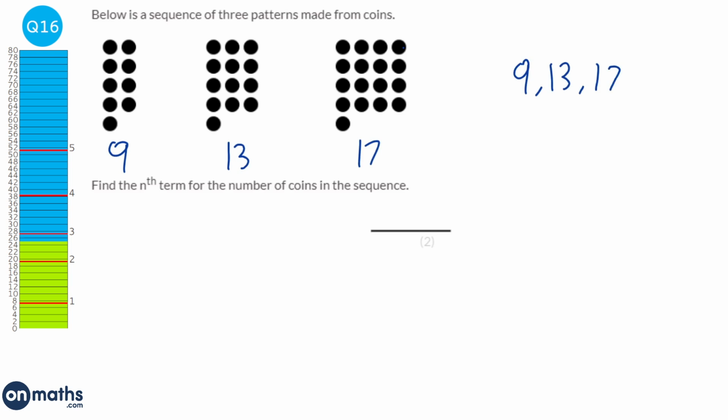And we're going to see what it's going up in. So we're adding 4 each time. And that means our sequence will involve 4n. And then what we do is we go backwards 1 to find the 0th term. So we're going to take away 4. So 9 take away 4 is 5. So the 0th term is 5. And the 0th term just tells us what to add on to the 4n. So 4n plus 5 will be our answer.